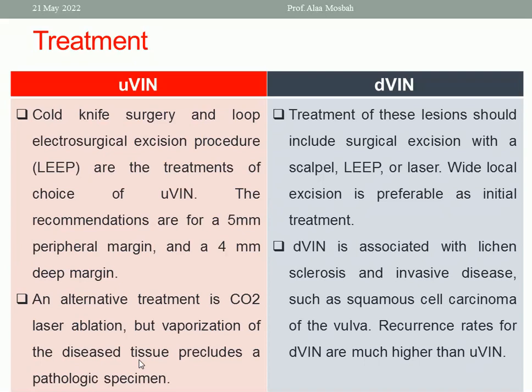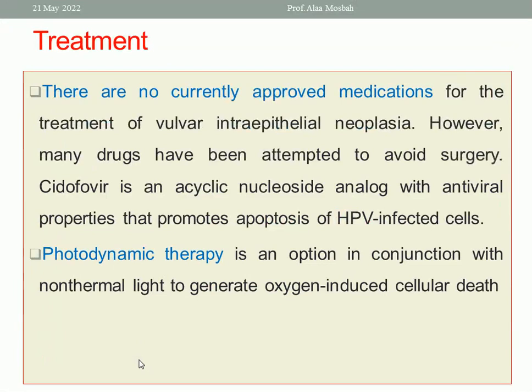what about differentiated VIN? Treatment of this lesion should include surgical excision with a scalpel, LEEP, or laser. Wide local excision is preferable as initial treatment. DVIN is associated with lichen sclerosus and invasive disease such as squamous cell carcinoma of the vulva. Recurrence rates for DVIN are much higher than UVIN. So DVIN is more dangerous, and the recurrence rate is higher than UVIN. And we can differentiate both, as I mentioned before, by immunohistochemistry.